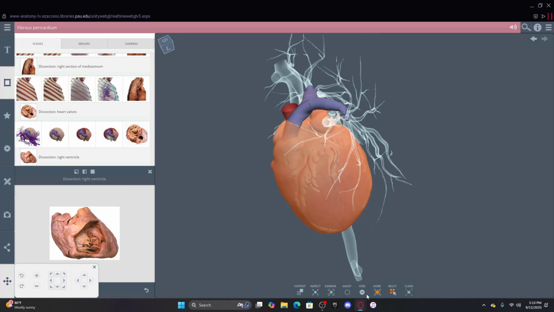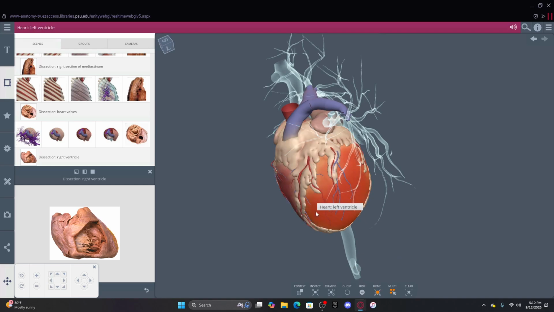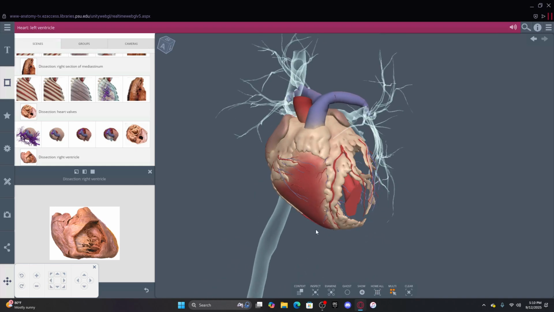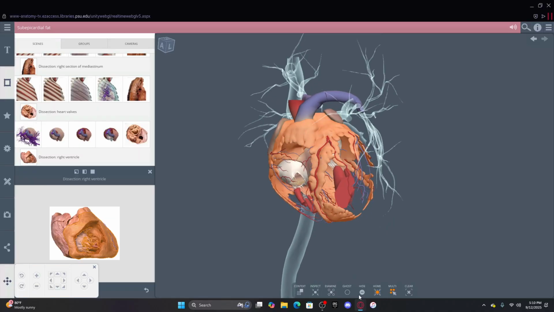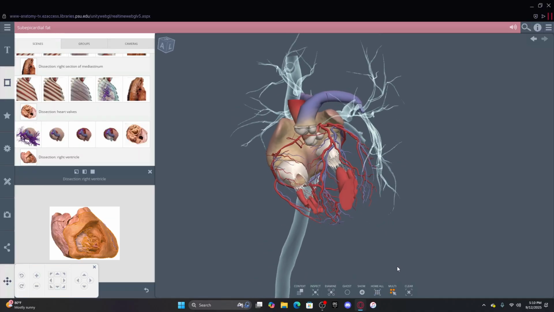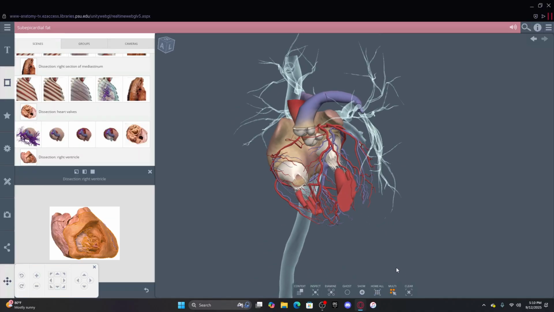So I'm going to come back and get a full rendering again. Again, we can see the left and the right atrioventricular valves. And I'm pretty sure that's it for all of the heart structures here. Now we're going to move into the coronary circulation.